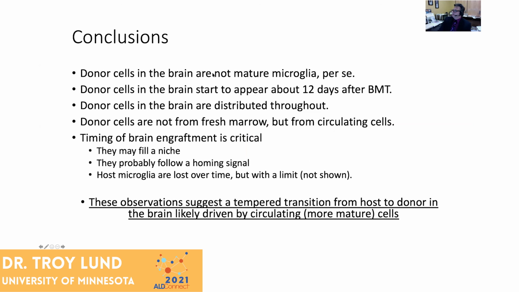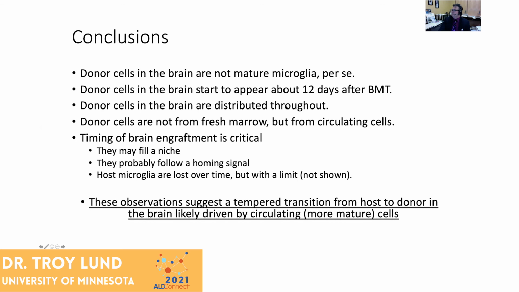So the conclusions from this data set are that the donor cells in the brain are likely not mature microglia like we think about them or read about them in the textbook. It's a variety of cell types, and they're probably very unique cell types in the brain. Some people call them perivascular macrophages. Some people call them brain macrophages. Some people call them all sorts of different names, but they're clearly not what we think of as mature microglia. Nevertheless, the brain does engraft.